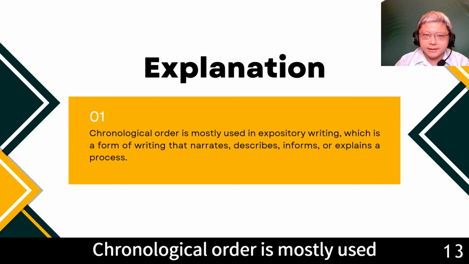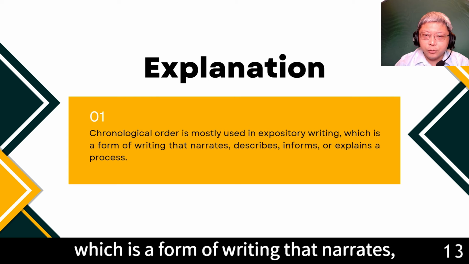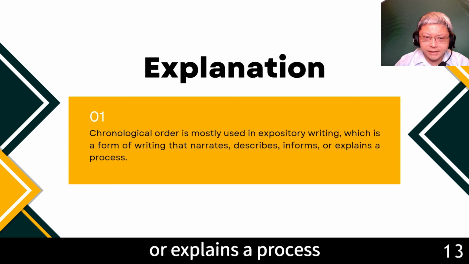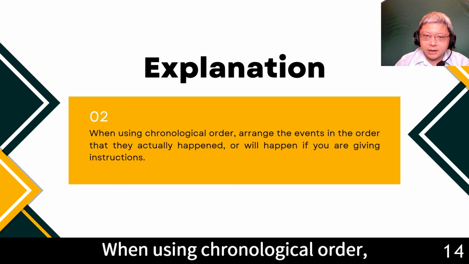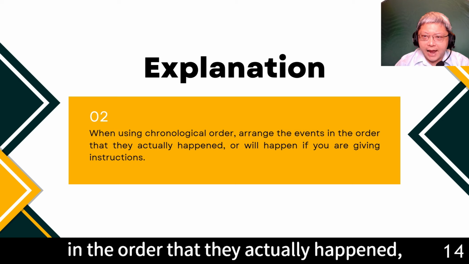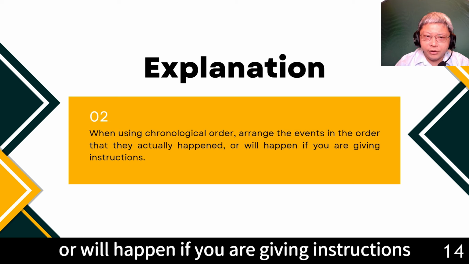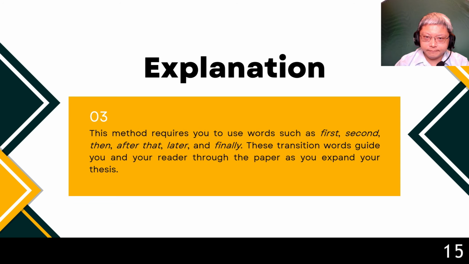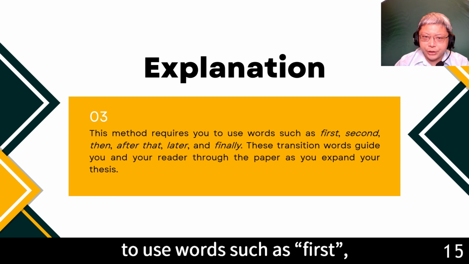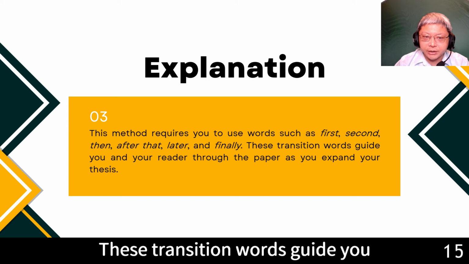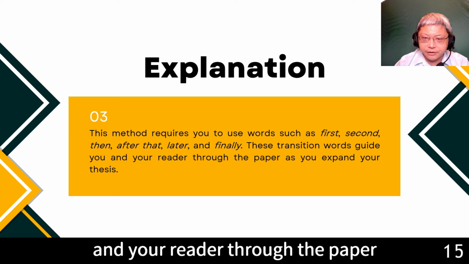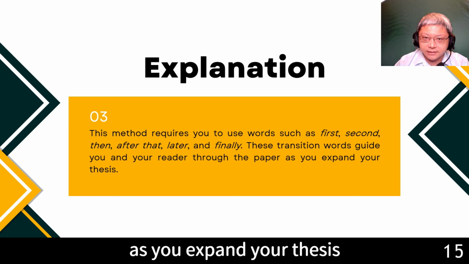Chronological order is mostly used in expository writing, which is a form of writing that narrates, describes, informs, or explains a process. When using chronological order, arrange the events in the order that they actually happened, or will happen if you are giving instructions. This method requires you to use words such as first, second, then, after that, later, and finally. These transition words guide you and your reader through the paper as you expand your thesis.